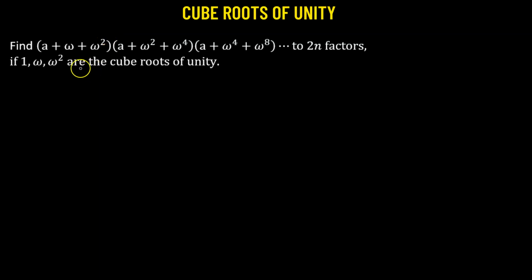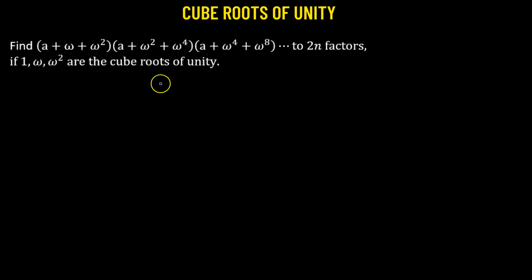We need to obtain the value of the given expression (a + ω)(a + ω²)(a + ω⁴)... up to n factors, and it's provided that 1, ω and ω² are the cube roots of unity.